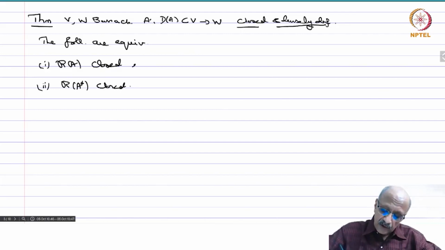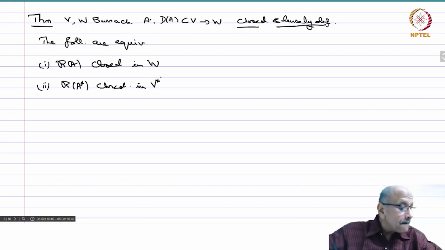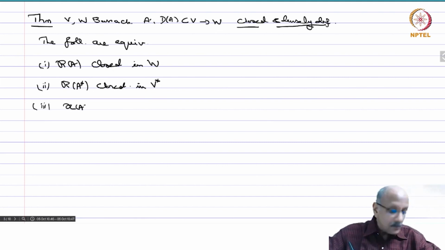So this range of A is closed in W, range of A star is closed in V star. And then 3, range of A equals N of A star perp, and 4, range of A star is N of A perp.